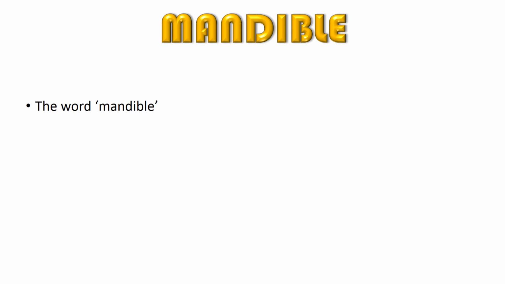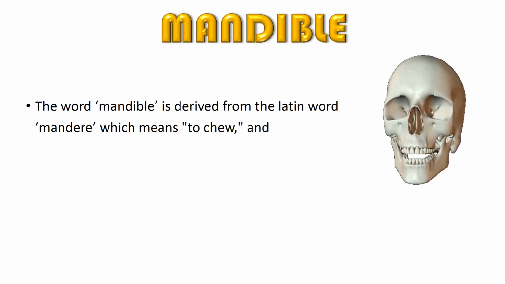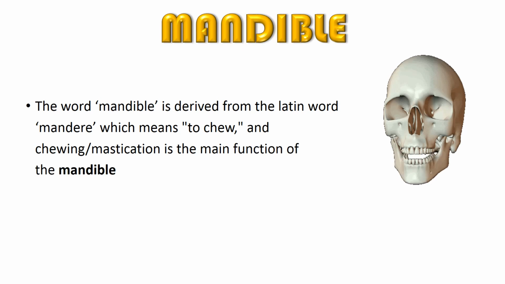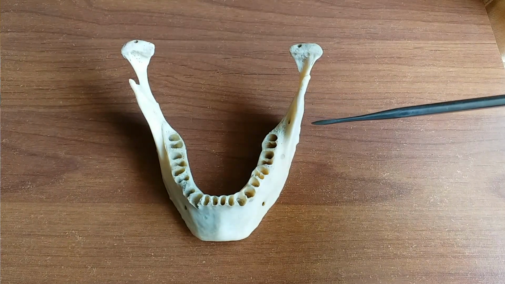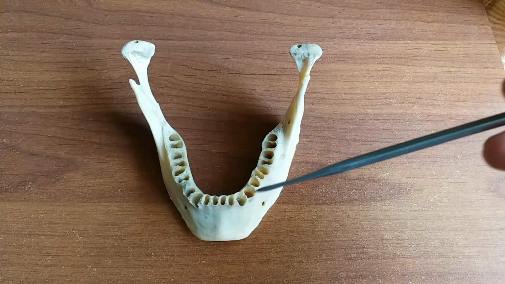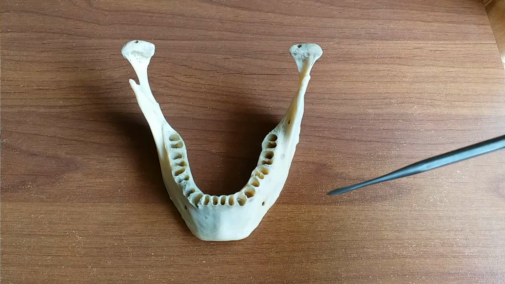The word mandible is derived from the Latin word mendere, which means to chew, and chewing and mastication is the main function of the mandible. This bone is the mandible. It forms the lower jaw and has sockets for lower teeth. This is the longest and the strongest bone of the facial skeleton.